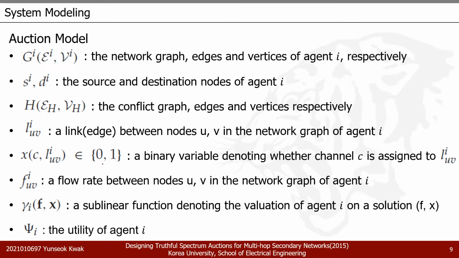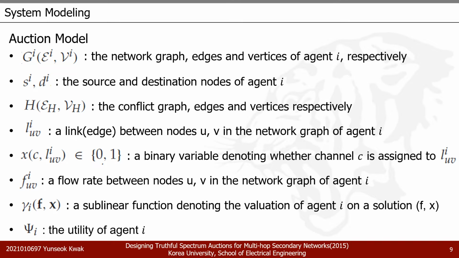In the auction model, we can denote G_i, the network graph, with edges and vertices of agent i respectively, and S_i, D_i are the source and destination nodes of agent i. H is the conflict graph with edges and vertices respectively, and l is a link between nodes u and v in the network graph of agent i. And x is a binary variable denoting whether channel c is assigned to l. If x is 1, then we can say the channel c is assigned to this l.